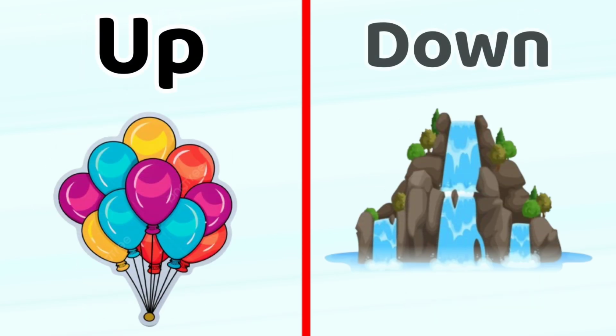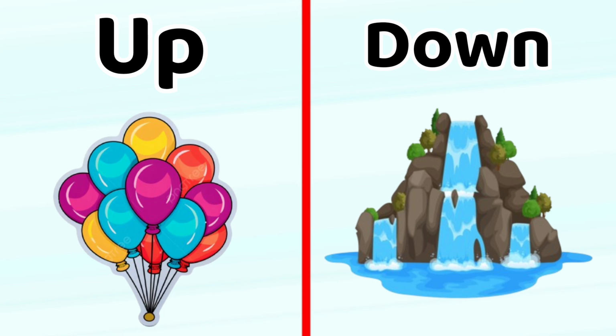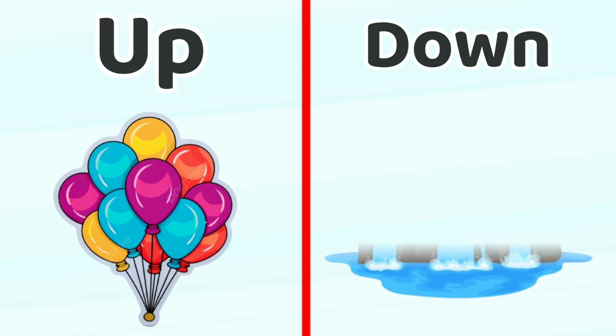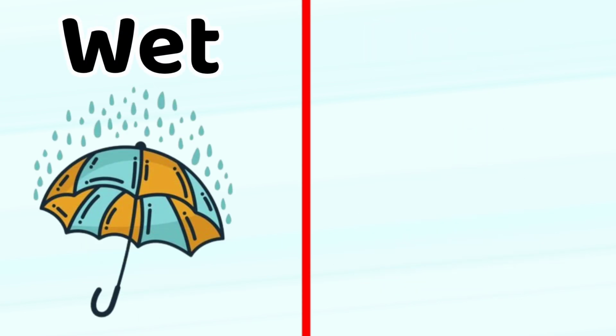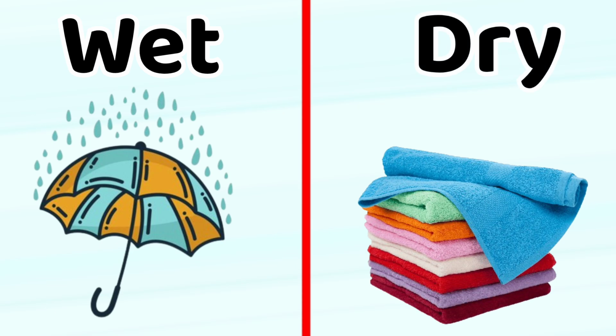Up, down. Children, these balloons are going up. This water is coming down. Up, down. Wet, dry. Children, this umbrella is wet. These clothes are dry. Wet, dry.